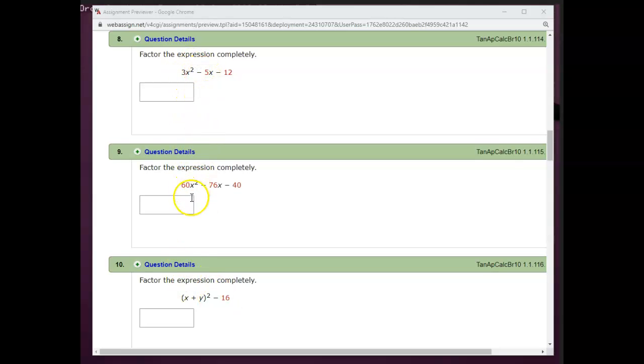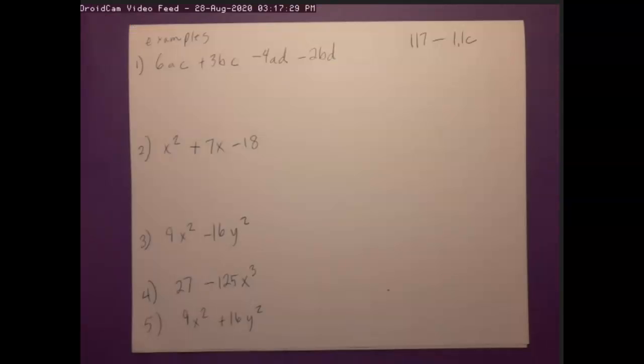These two are, well, this one is unfoiling, but it doesn't have a 1 for the leading coefficient, and there's nothing that can be factored out. So I need to show you this one. This one you can factor something out, and I'll show you a similar example for this one. First, we're going to do a little bit of a review.